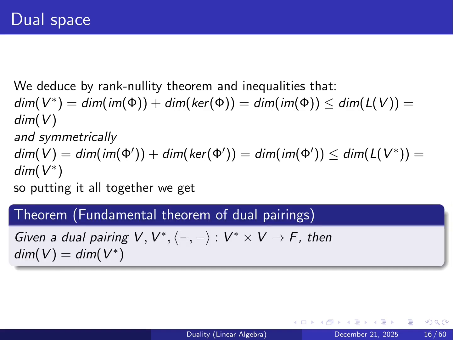So putting it all together, we have the fundamental theorem of dual pairings. Given a dual pairing V, V star with a scalar product denoted by angle brackets, the dimension of V is equal to the dimension of V star.